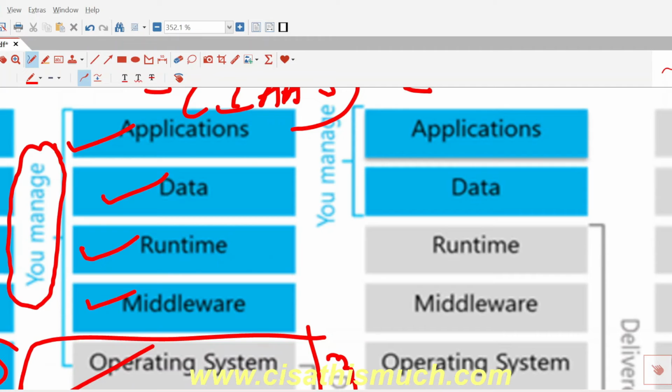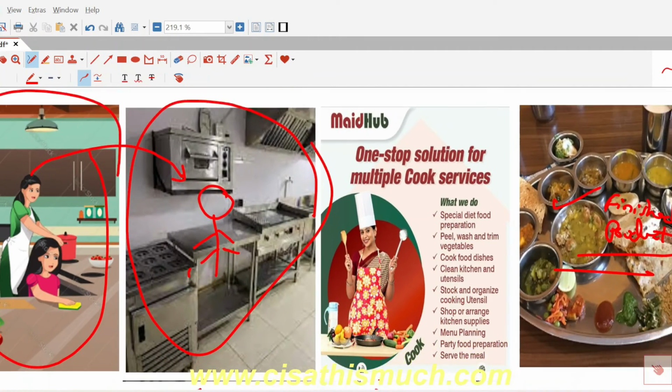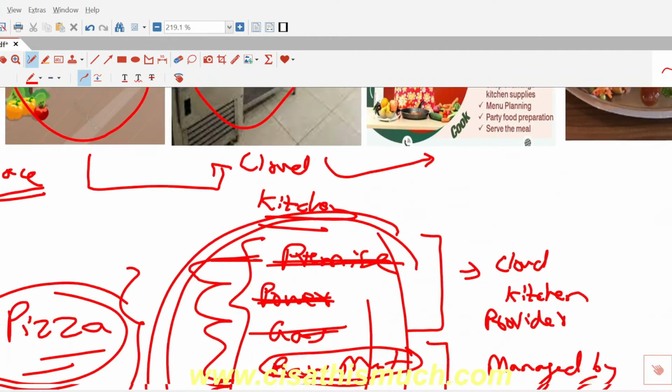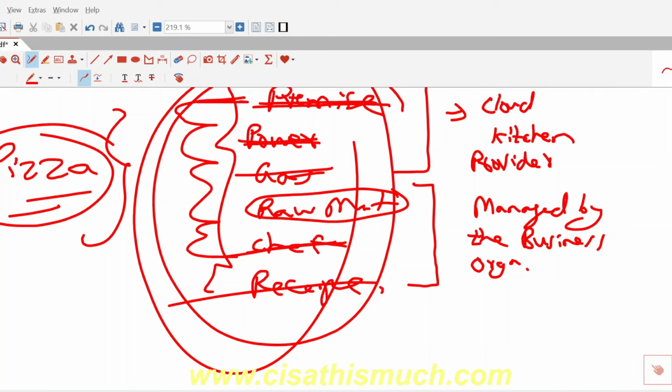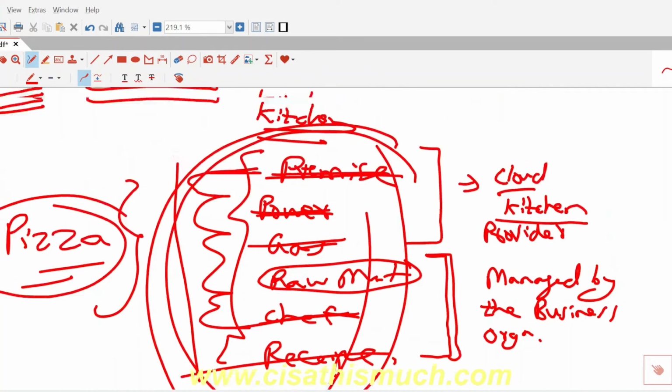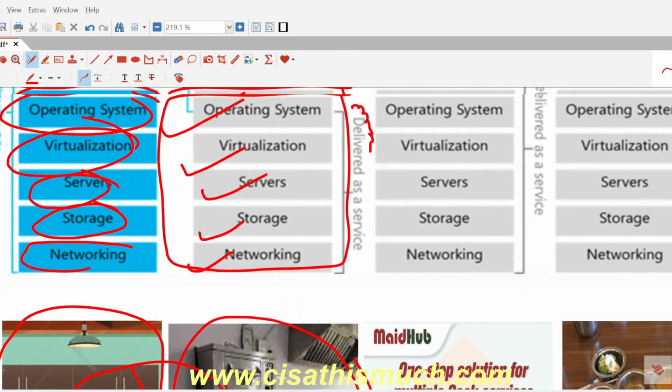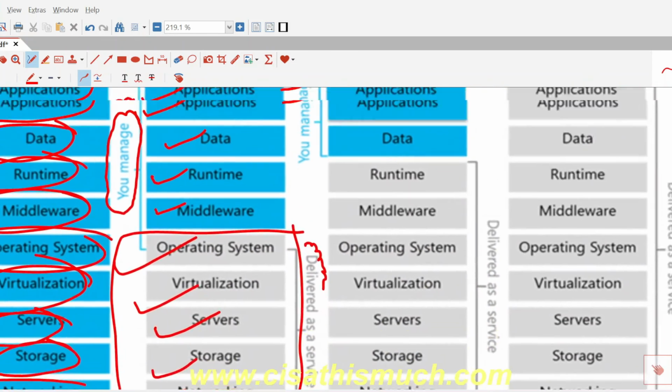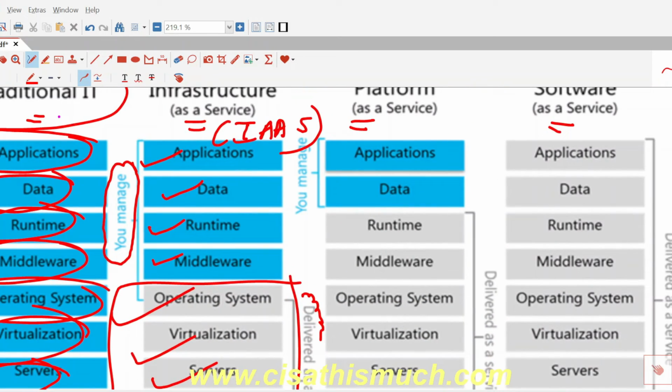Can you link the previous example with this example? Here also the same thing happened, right? Here also I gave you the entire list of items, and I told you some things you will manage and some things the cloud kitchen vendor would manage. Similarly here also the same thing is happening. Only the infrastructure is given to you as a service, right? Other things you are managing.